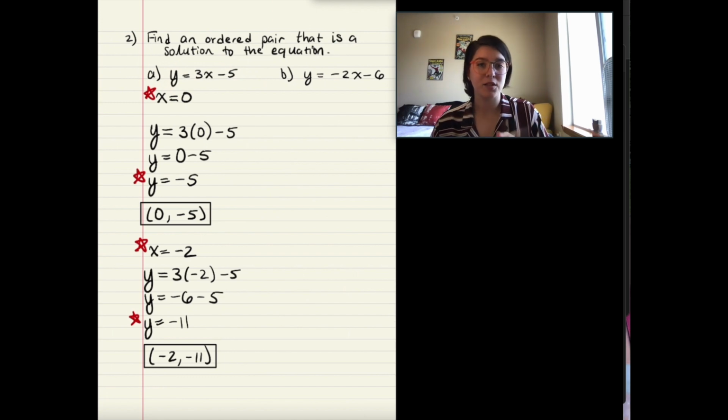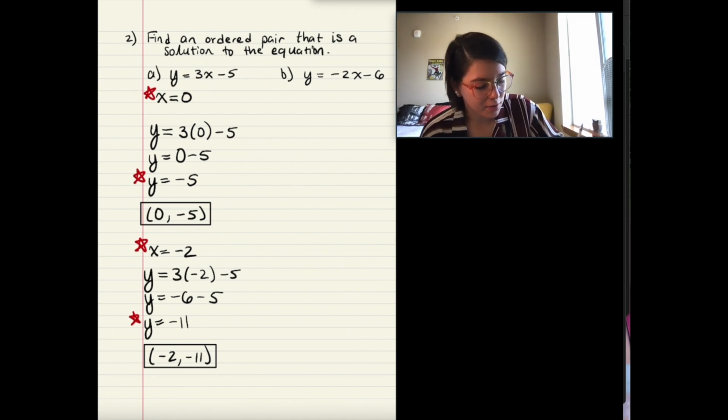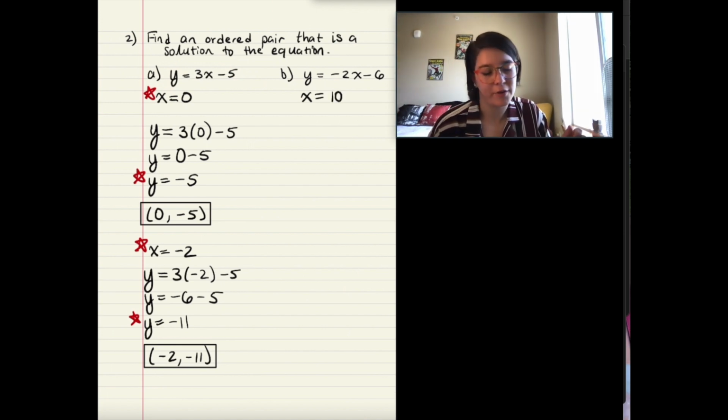So go ahead and pause this, try to find some coordinate pairs on your own. Again, just choose an x and then solve for y. So I'll just do one for this one. I'm gonna choose something random again. So I'm gonna do x is equal to 10. Because again, we can choose anything we want for x.